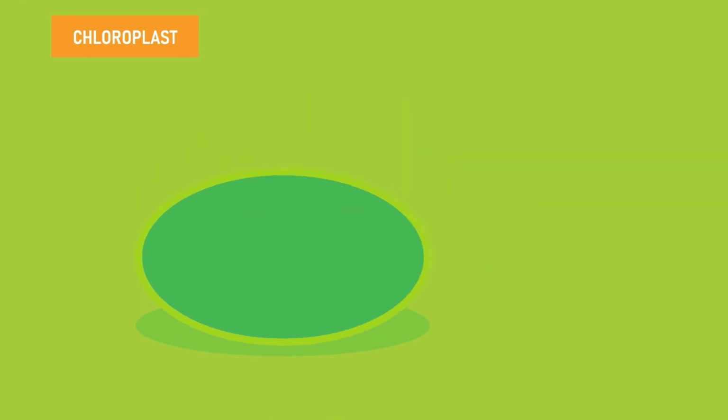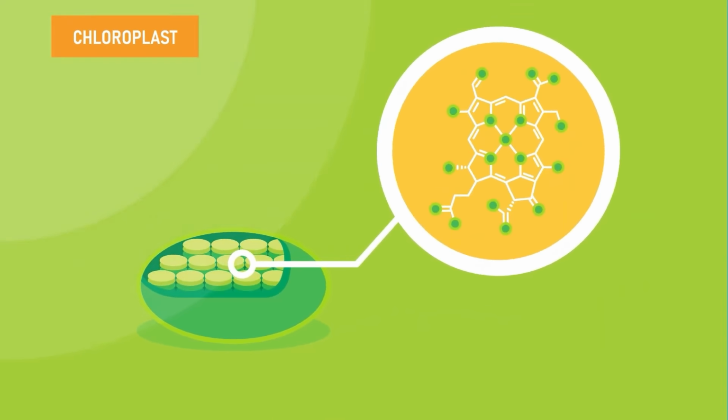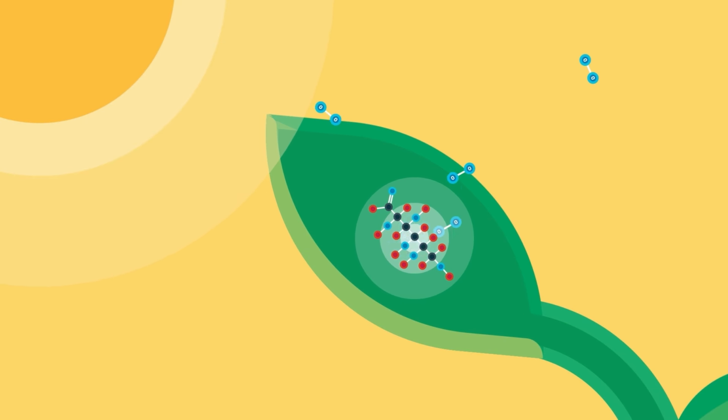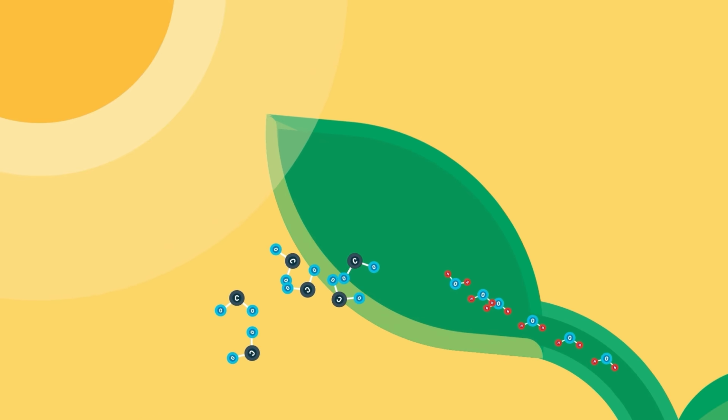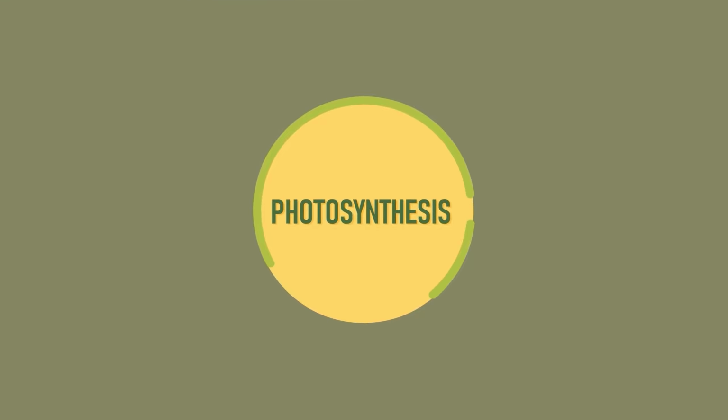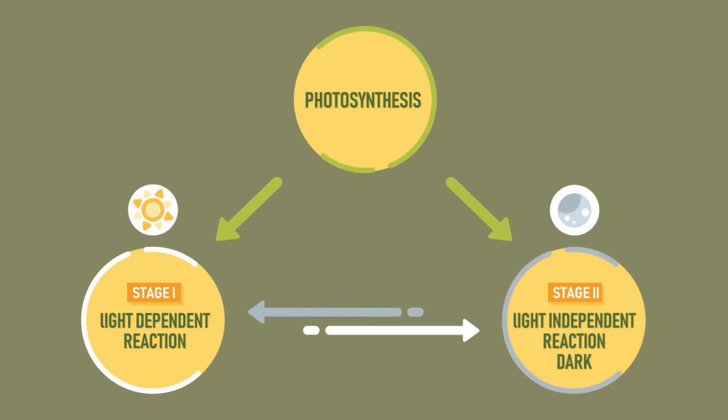Chloroplast. Chloroplast contains chlorophyll pigment that captures energy required for photosynthesis to happen. This is the process of making glucose, which is the energy source for most cells. It makes this from sunlight energy, water, and carbon dioxide. Photosynthesis goes through two stages.